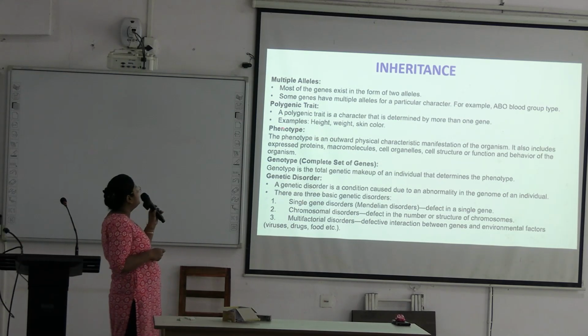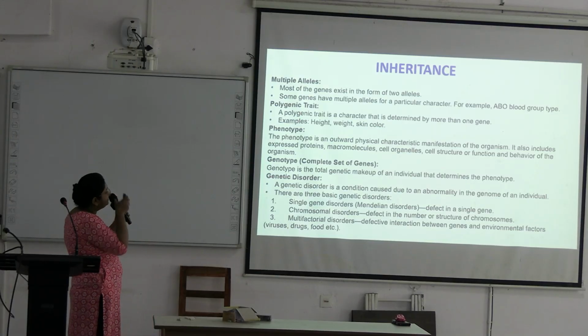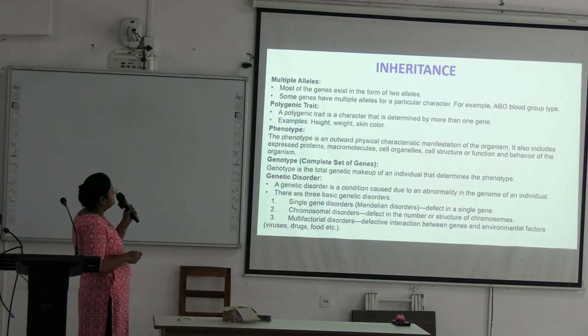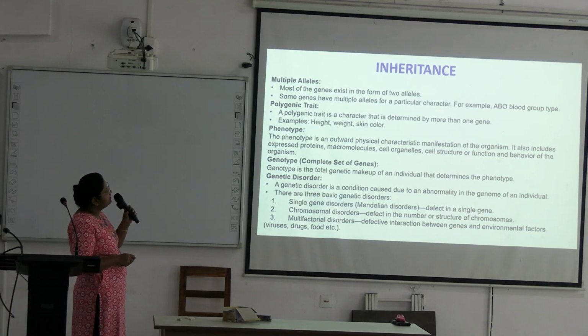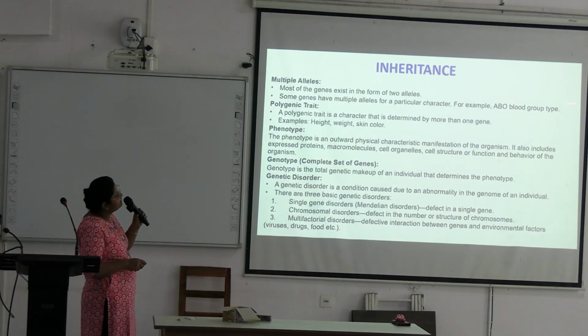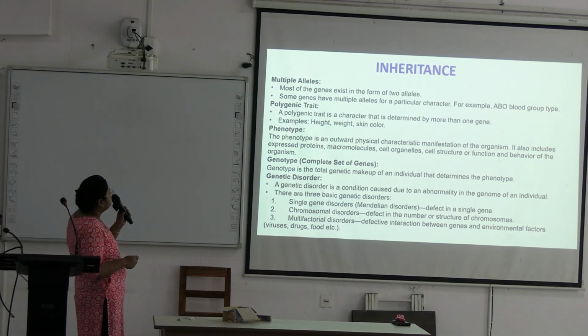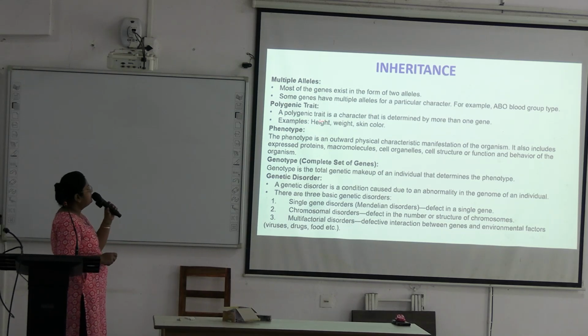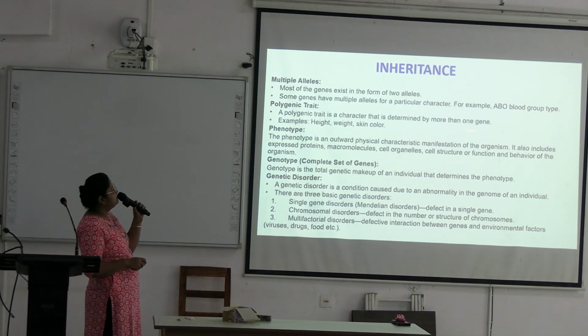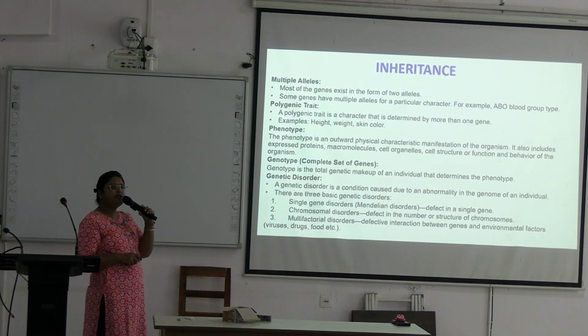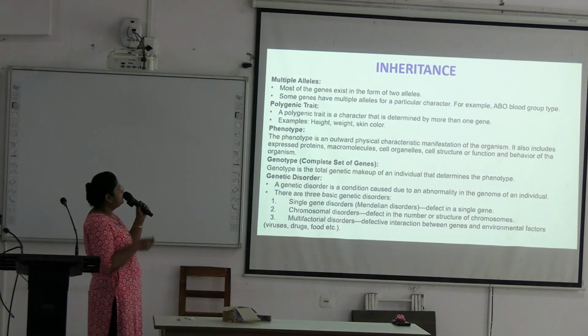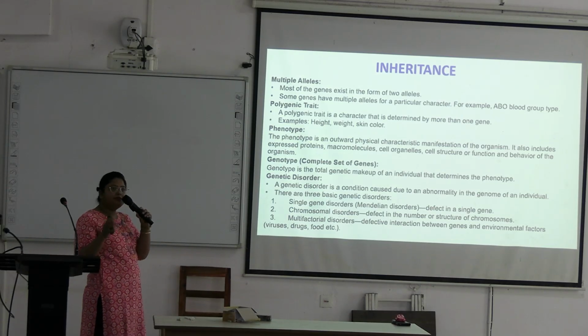So, multiple alleles. Most of the genes exist in the form of two alleles. Some genes have multiple alleles for a particular character like the ABO blood grouping. Okay, multiple alleles. What is polygenic trait? A polygenic trait is a character that is determined by more than one gene. Examples are height, weight, skin color that depend on multiple genes.